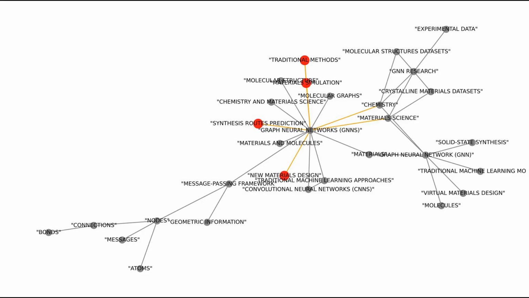Overall, these applications highlight how GNNs leverage their ability to work with graph-structured data, giving them full access to the relevant information needed to characterize materials. This unique capability allows GNNs to outperform traditional methods in various tasks, making them an increasingly important tool in the fields of chemistry and materials science.